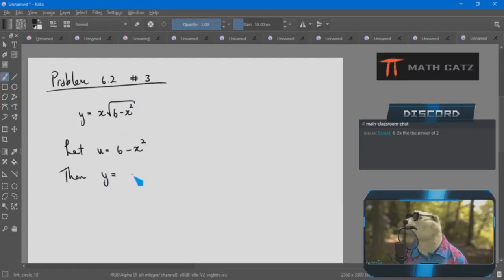Well, certainly the root of 6 minus x squared is going to become the root of u. But there's still an x here. Right? That x doesn't have any obvious way of being changed into a u. It'd be different if that x wasn't there. Then it's a straightforward chain rule. But that x is there.